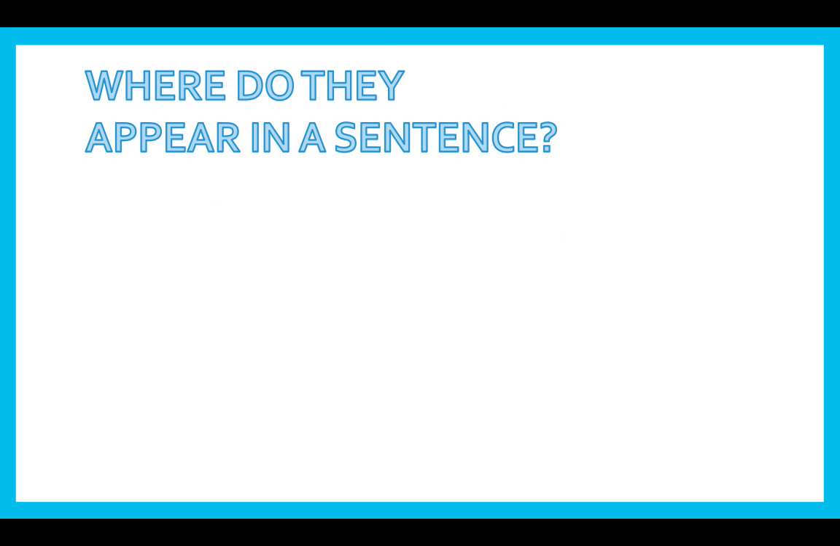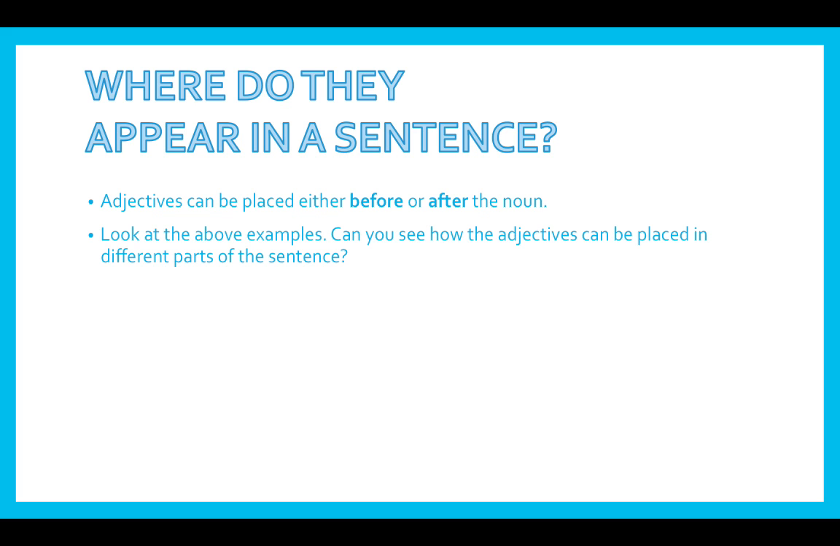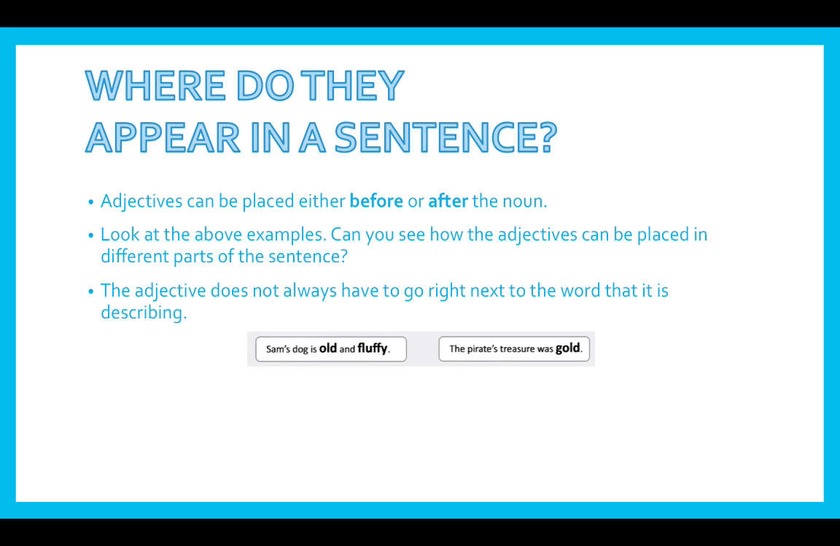So where do they appear in a sentence? Adjectives can be placed either before or after the noun. Look at the examples. Can you see how the adjectives can be placed in different parts of the sentence? The adjective doesn't always have to go right next to the word it's describing. For example, Sam's dog is old and fluffy. The adjectives are old and fluffy, but the noun is the dog, and you can see that it's not right next to the noun.